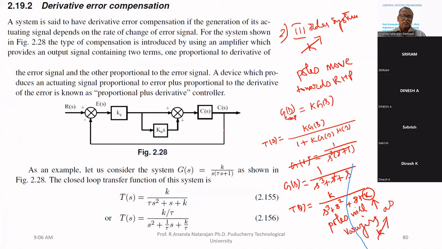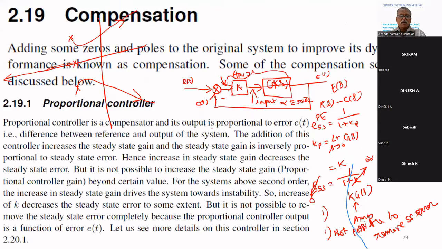So these are the drawbacks with amplifier gain, that is, proportional controller or proportional compensation. The first point is that it is not possible to remove steady state error, because for a type 0 system, only as K tends to infinity does the steady state error become 0, but it's not possible to have an amplifier with infinite gain. That's why steady state error will always be there, even if you put this controller.